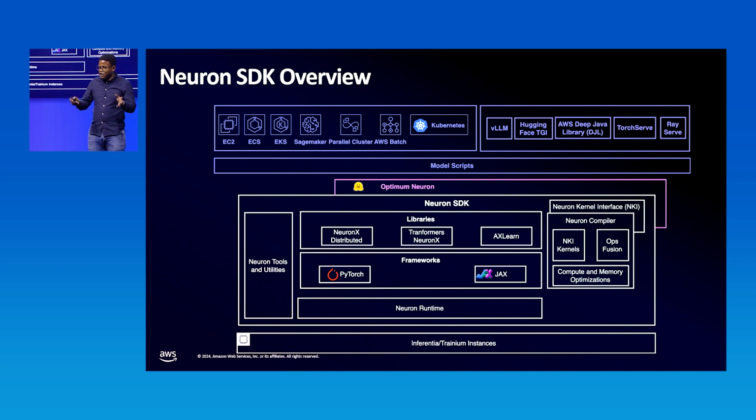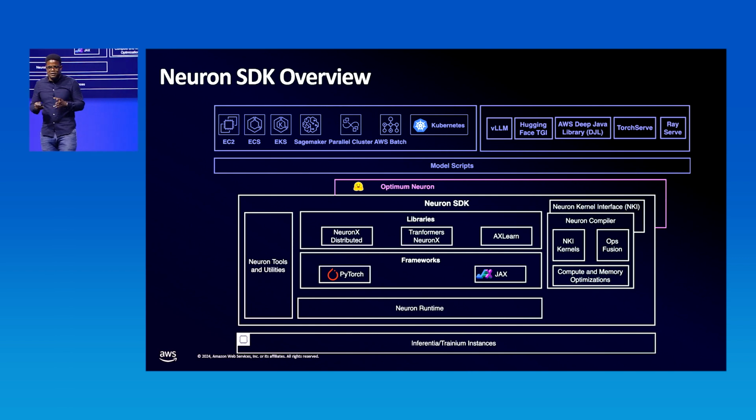You can run these instances across several Amazon services from Amazon EC2, Amazon ECS, Amazon EKS, Amazon SageMaker, ParallelCluster, AWS Batch, and Kubernetes. For deploying your models, we offer and support integrations with the popular model servers such as vLLM, Hugging Face TGI, the AWS DJL, TorchServe, and Ray Serve.